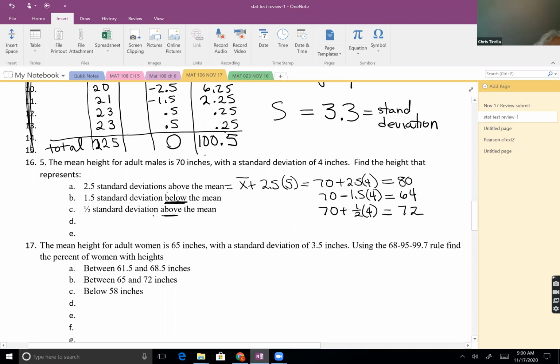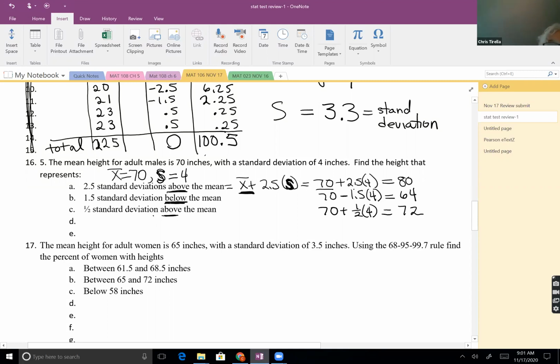When it says above the mean, we're adding to the mean. We're adding 2.5 times, this is the letter S, for the standard deviation. So the mean is 70. We're adding 2.5 times our standard deviation, which is 4. Again, we're told the mean is 70. Our standard deviation is 4. So 70 plus 2.5 times 4 would give me 80.